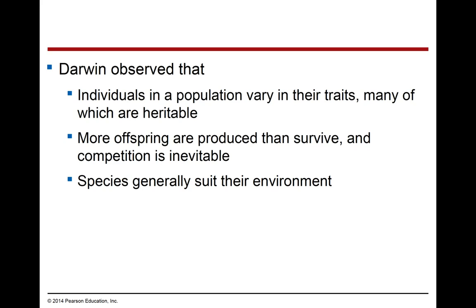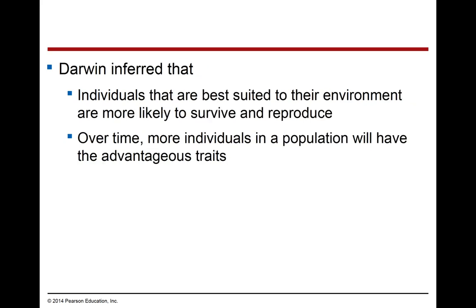And species generally suit their environment. This is part of their fitness, right? That they are suited for their environment, that they are adapted to their environment. If they are fit, they are well suited for their environment. If they are biologically unfit, then they are not well suited to their environment. Darwin inferred that individuals that are best suited for their environment are more likely to survive and reproduce. That's called fitness in biology.